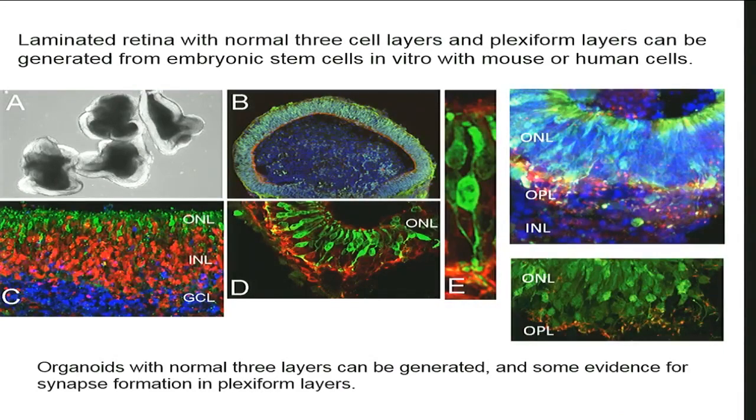Well, this is an ES cell-derived retina. Photoreceptors here, inner nuclear layer cells here, the bipolars, and then the ganglion cells. And some of the photoreceptors develop very nice morphology. They look very similar to what photoreceptors do make in vivo, and they start expressing markers of synapses.